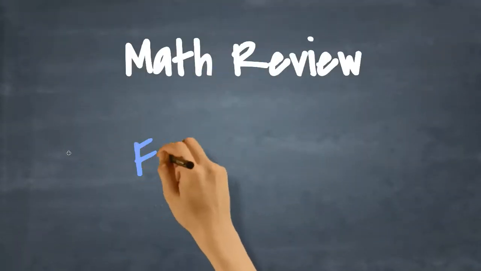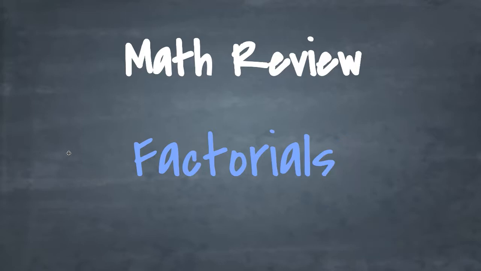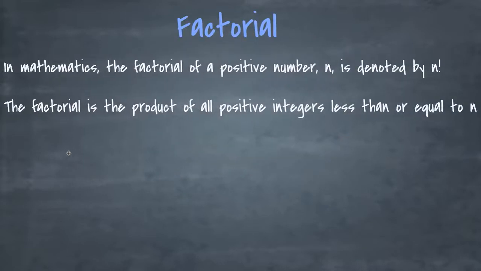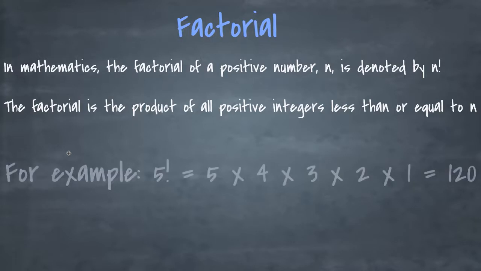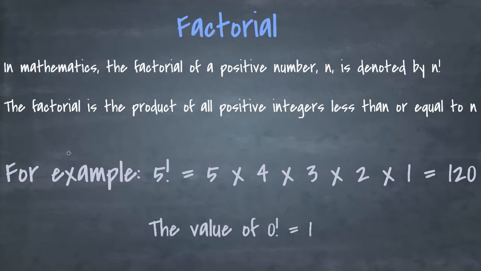Let's do a math review and review factorials. In math, the factorial of any positive number n is denoted by n followed by an exclamation mark, or n factorial. The factorial is the product of all positive integers less than or equal to n. For example, 5 factorial is 5 times 4 times 3 times 2 times 1, which equals 120. The value of 0 factorial is 1.